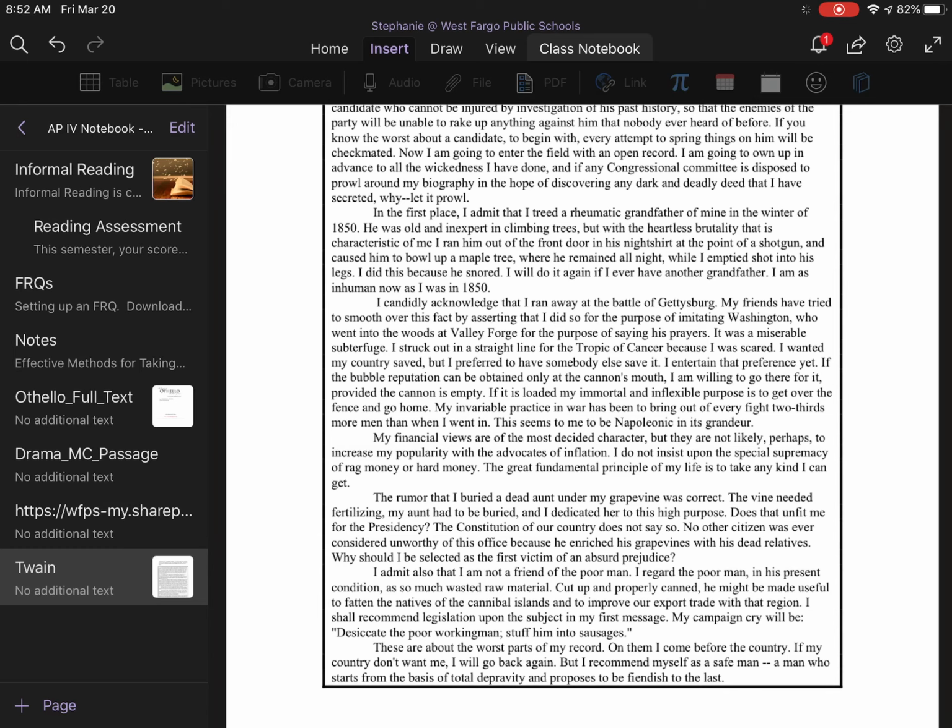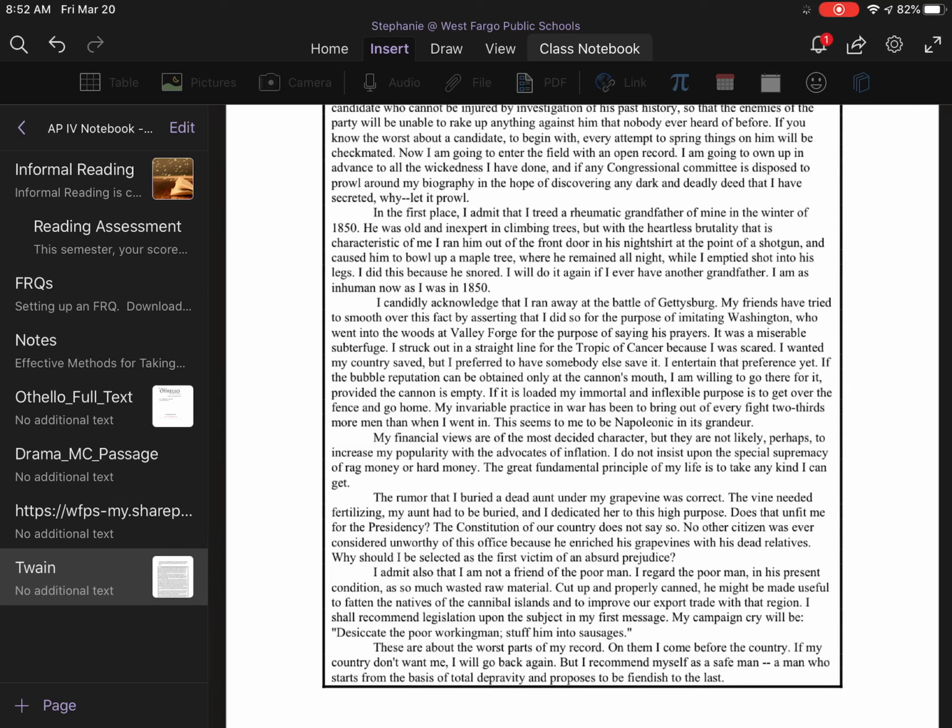If the bubble reputation can be obtained only at the cannon's mouth, I am willing to go there for it, provided the cannon is empty. If it is loaded, my immortal and inflexible purpose is to get over the fence and go home. My invariable practice in war has been to bring out of every fight two-thirds more men than when I went in. This seems to be Napoleonic in its grandeur.